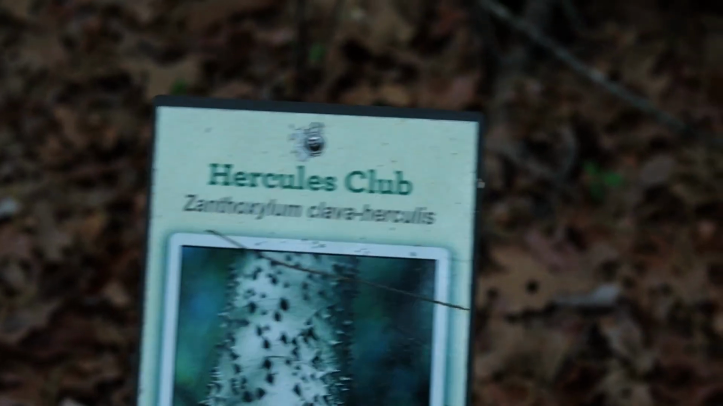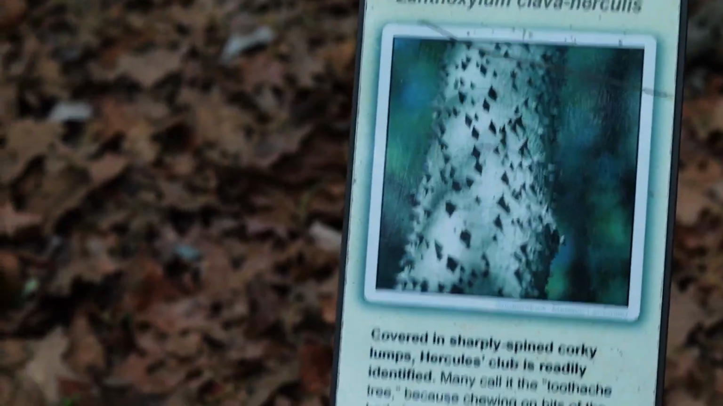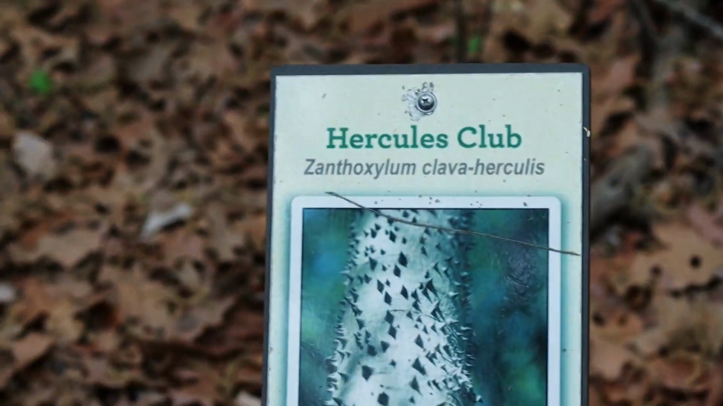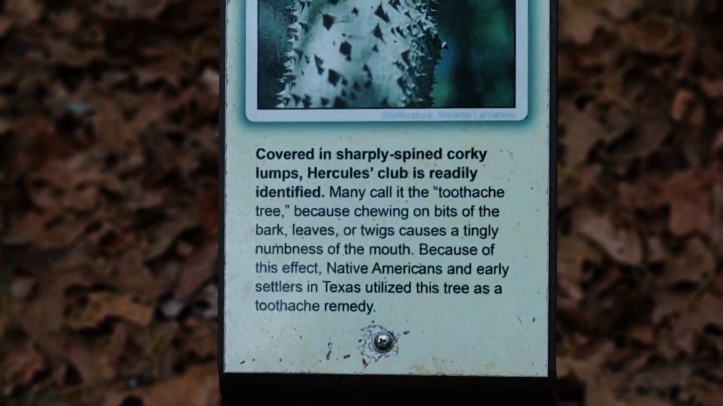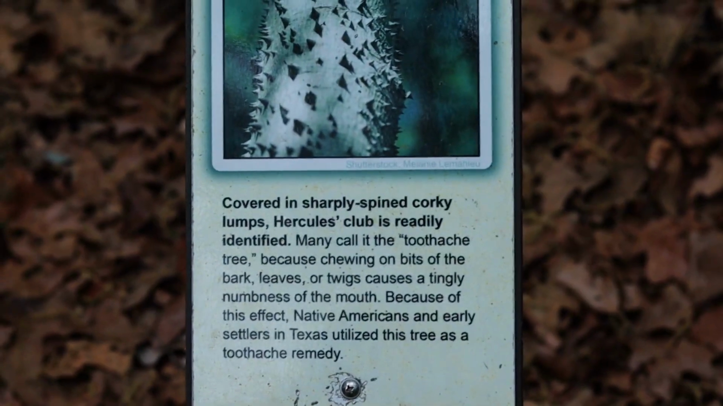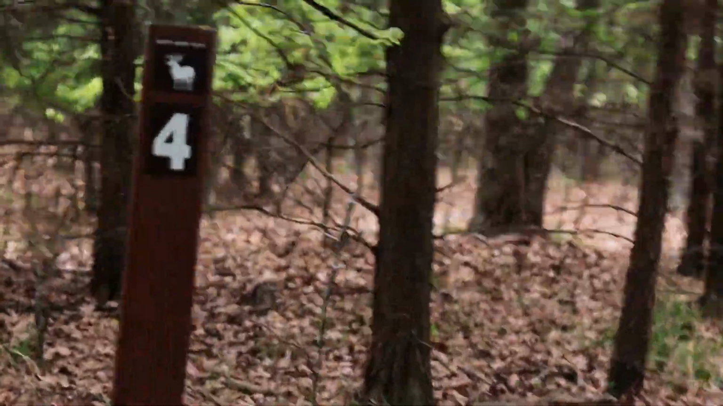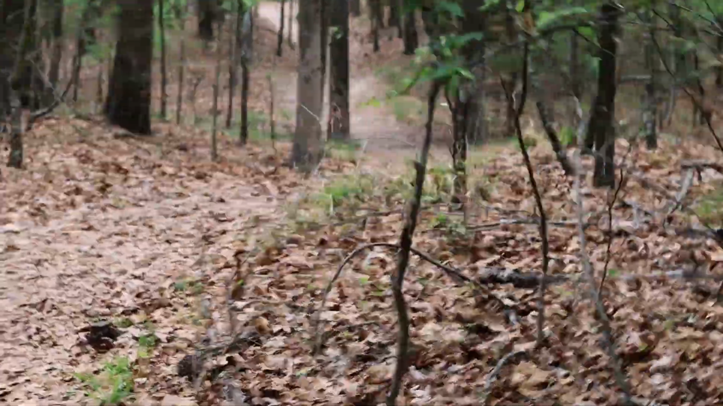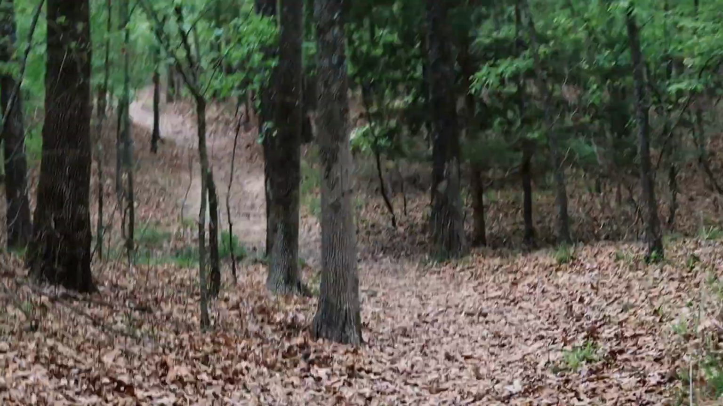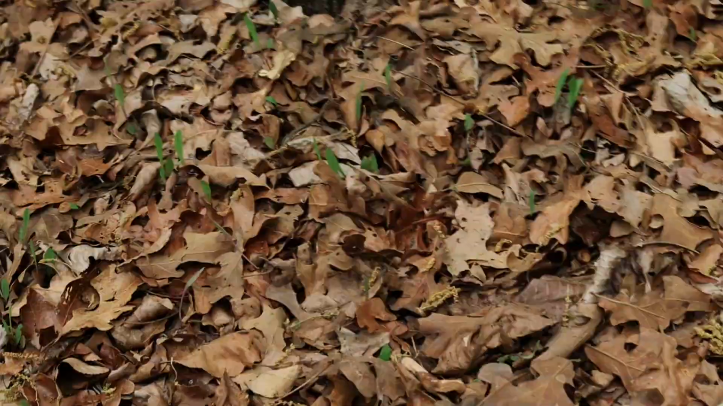But Hercules Club. I actually know about this one as well. It's the tree you see everywhere that has a lot of spines and pokes in them. I'll let y'all pause and read if y'all are interested. I'm gonna keep on moving. And we are at 4. Hopefully not much longer, but if it is, it's fine, because still moving forward though.